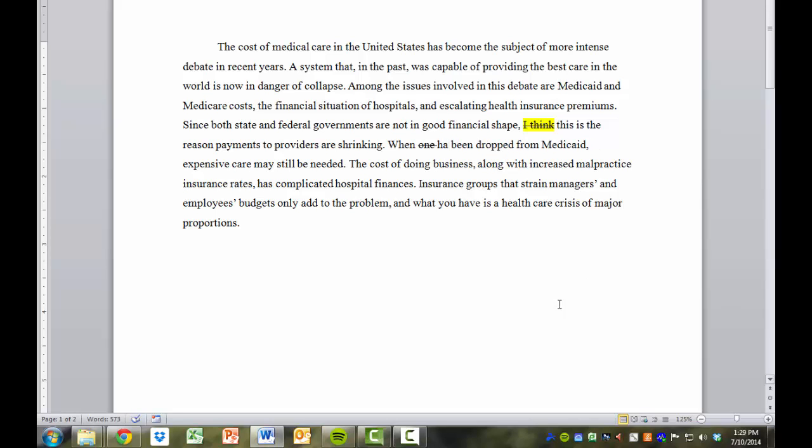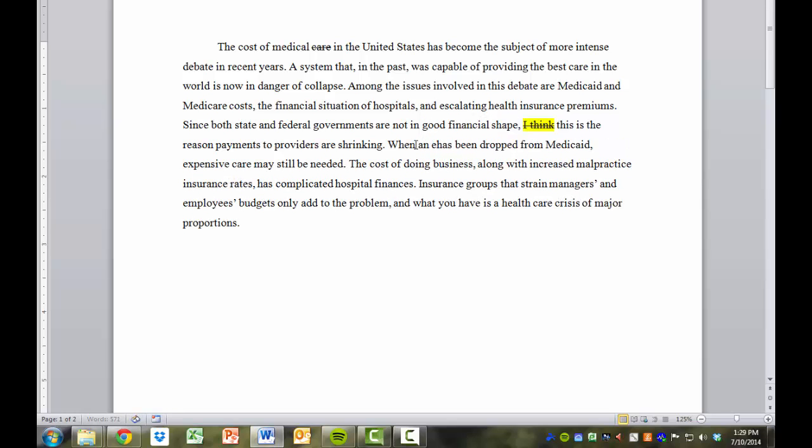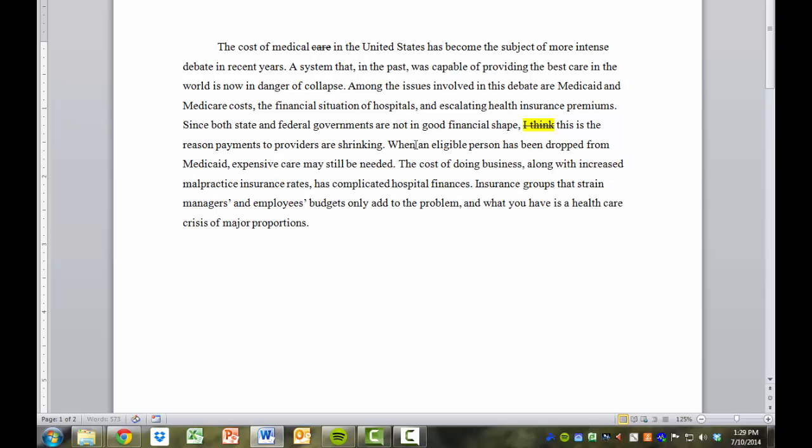The revised phrase will say, when one has been dropped from Medicaid, expensive care may still be needed. This substitution does not work in every case and can become redundant, so using a more specific subject is preferable. Replacing one with a specific subject like an eligible person is a good choice. The new sentence will read, when an eligible person has been dropped from Medicaid, expensive care may still be needed.